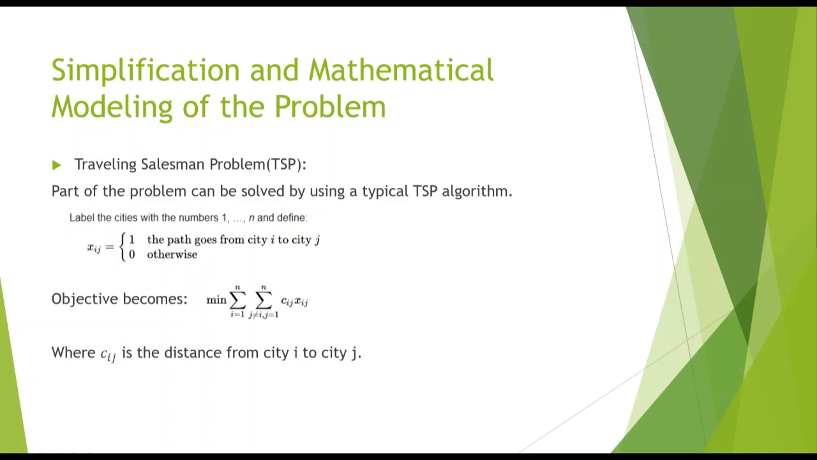The first step I took is to simplify the problem and model it as a computable mathematical model. The core part of the problem is to solve a typical traveling salesman problem, which can be done by using the Miller-Tucker-Zemlin formulation and the integer linear programming function in MATLAB.